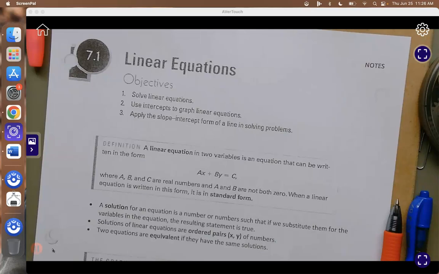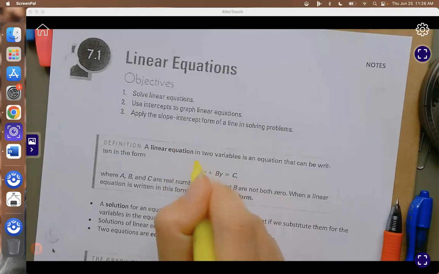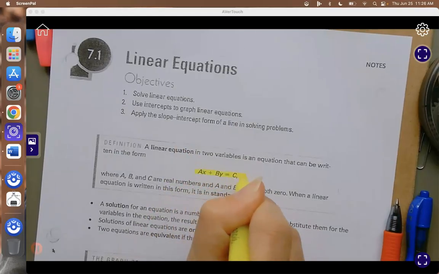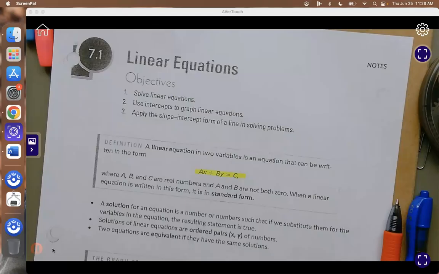Alright guys, starting our last unit for discrete is 7.1 linear equations. So we're taking it way back to math 1. We're going to start right here with a linear equation in two variables. It's an equation that can be written in the form ax plus by equals c.